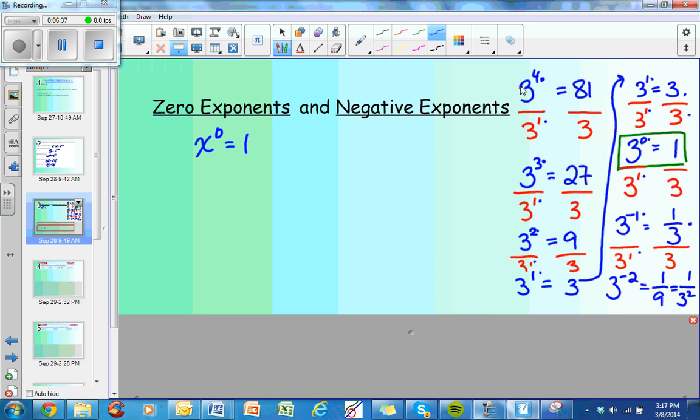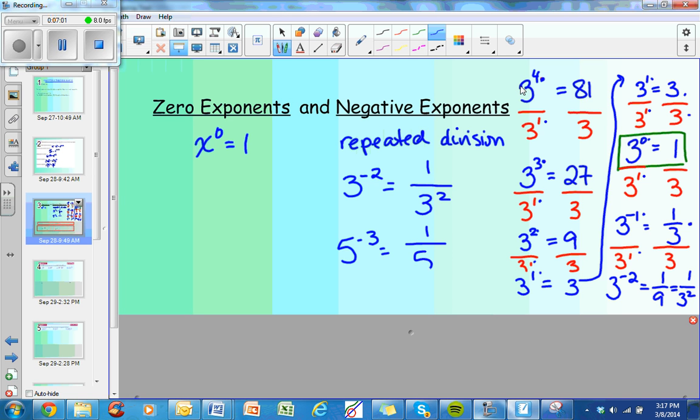So negative exponents refer to not repeated multiplication, but this time repeated division. So that 3 to the negative second equals 1 divided by 3 squared. And 5 to the negative third equals 1 divided by 5 cubed. It's a little bit counterintuitive. I know that you want to probably make this one be negative 9, but instead it's 1/9. And this was 1 divided by 125.